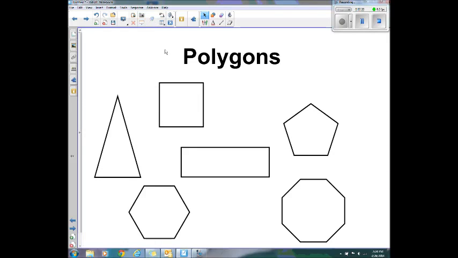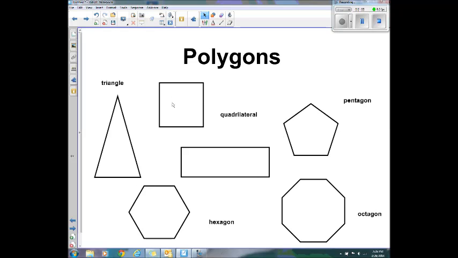So we can have shapes with 3 sides or 4 sides or 5. There's 6, there's 8. I skipped over 7. We know that triangles have 3 sides. If we have an object that has 4 sides, we call that a quadrilateral. Quad means 4 sides. An object with 5 sides is a pentagon. 6 sides is a hexagon. 8 sides, of course, there's our stop sign. There's an octagon.